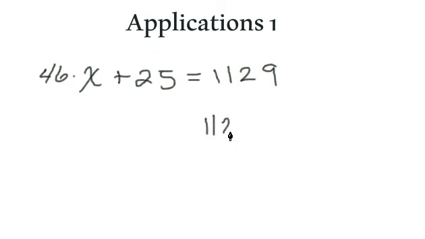Let's go back to this. 46 times our number is unknown, and that was 25 more than, so we're just adding 25 to it, is equal to 1129. So in this problem here, you're just going to simply solve for x, and you should know how to do that up to this point.